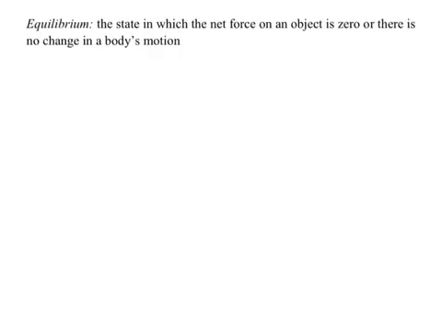Let's finally take a look at a term called equilibrium and start by simply defining it. So equilibrium: the state in which the net force on an object is zero, or there is no change in the body's motion. So a body at rest is clearly in equilibrium. We can all see that. Its motion is not being changed. It's at rest. It's still at rest.